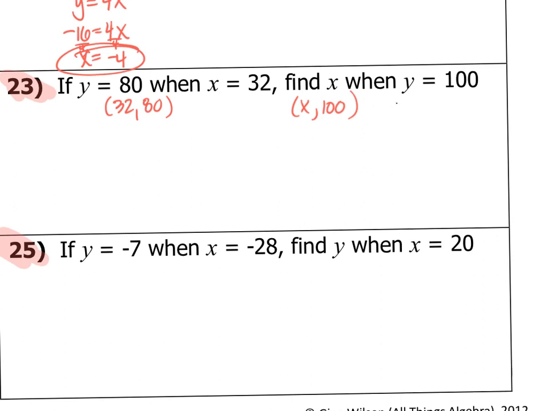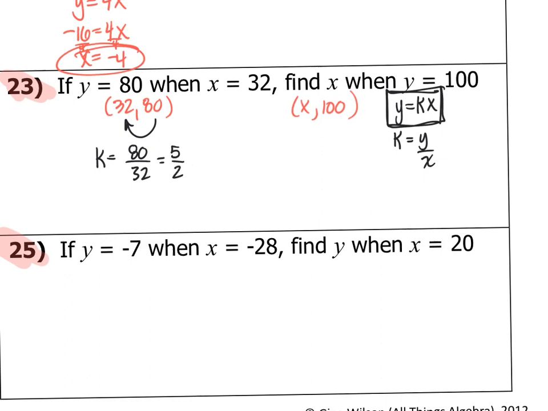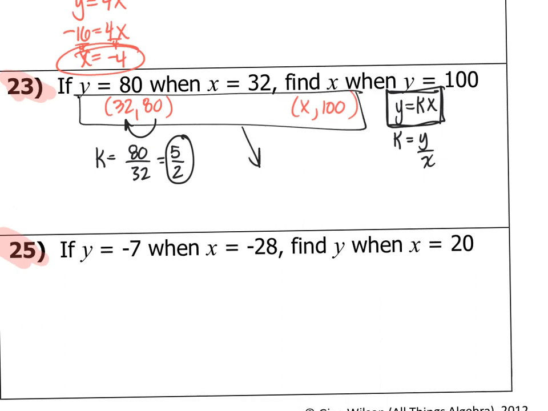We were given that these were directly variated, so they follow the y equals kx relationship. K is y over x. So let's put y over x to find k. All right. We can reduce by 16 to get that k is equal to 5/2. So that means that all the ordered pairs in this relationship follow a y equals 5/2 x equation. And when y is 100, what is x?